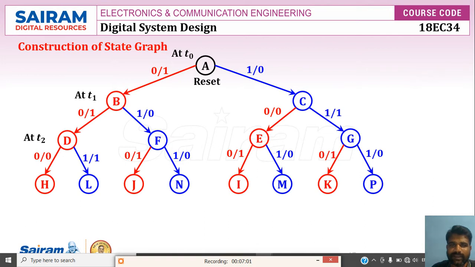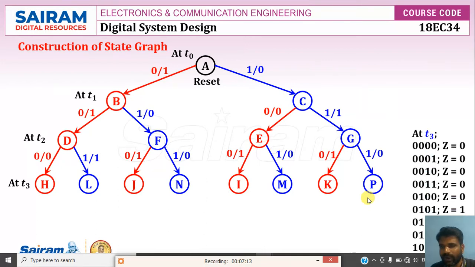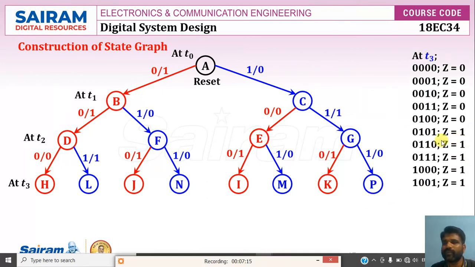Now at T3. T3 means we are at the states H, L, J, N, these are the states. Again we know at T3, this is the output sequences.